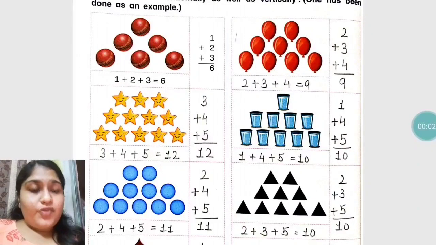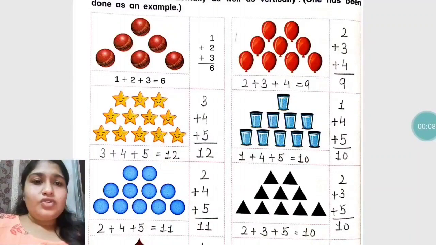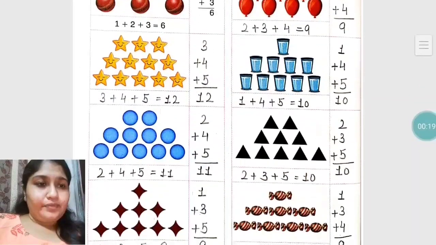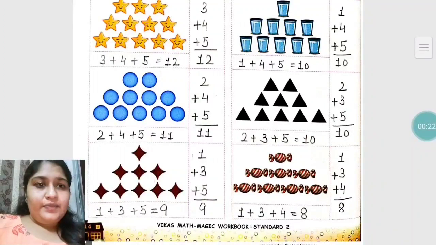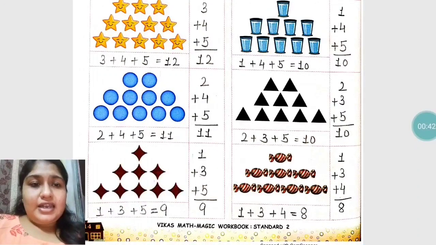The next is triangle. So in the first row, 2 triangles are there. In the second row, 3 triangles are there. And in the third row, 5 triangles are there. So when you add 2 plus 3 plus 5, the answer is 10. Now the second last is, yes, diamond. So in the first row, only one diamond is there. In the second row, 3 diamonds are there. And in the third row, 5 diamonds are there. So when you add 1 plus 3 plus 5, the answer is 9.